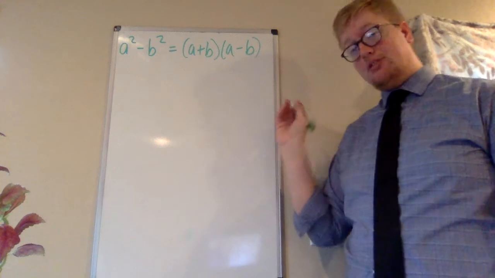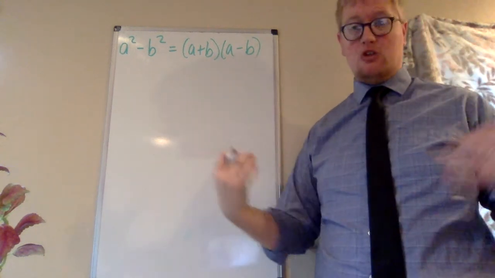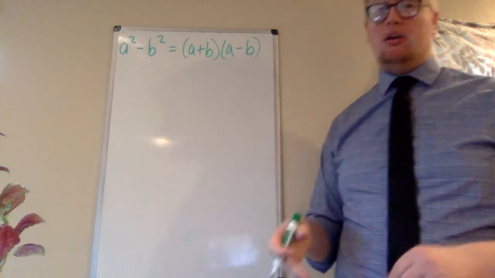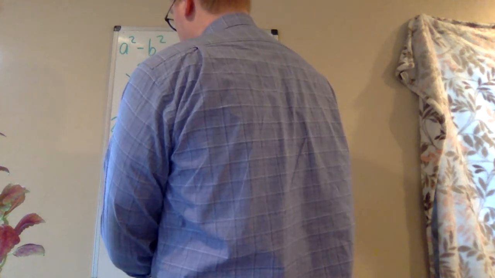So with this formula, you're basically doing the exact same thing. If you have two terms that are being subtracted, take the square root of your first term to get a, take the square root of your last term to get b. So let me throw up a couple of examples. X squared minus 36, 25x squared minus 4, and then 9x cubed minus 100x.